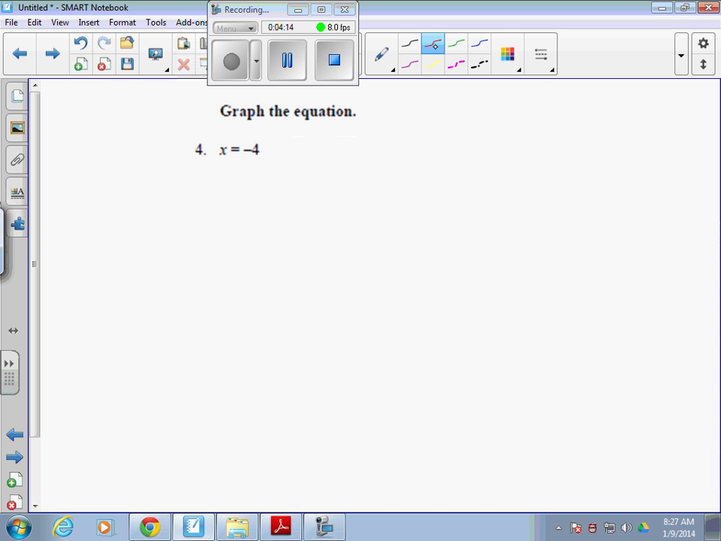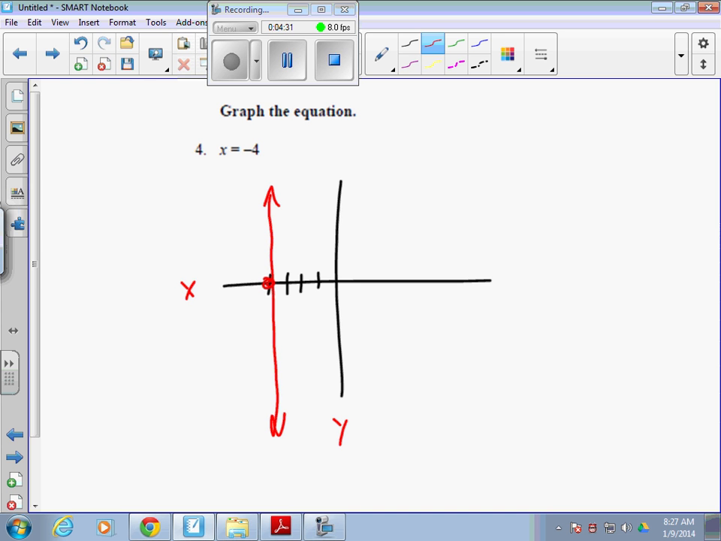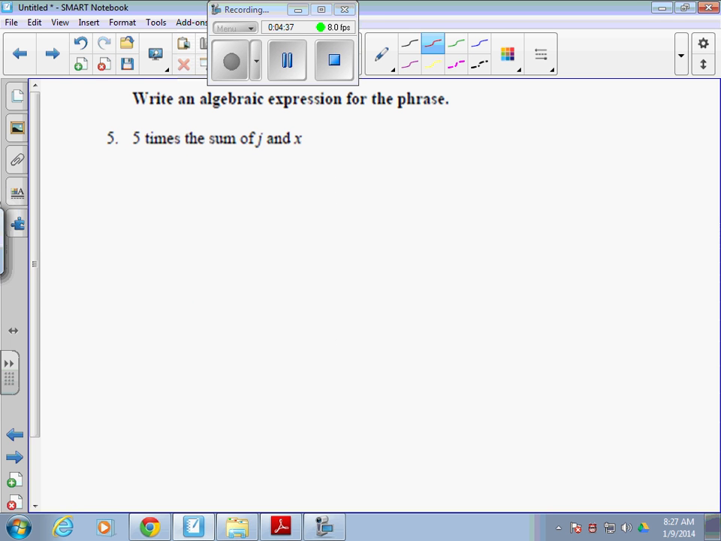Graph the equation. Simply graph this equation. The only way you can do this is to know that this is the x and this is the y-axis. It says x is -4, so at -1, 2, 3, 4, it's where your x value is going to be. It's always going to look like this. It's always going to be a vertical line. Had that said y equals something, you'd have a horizontal line. X equals -4.